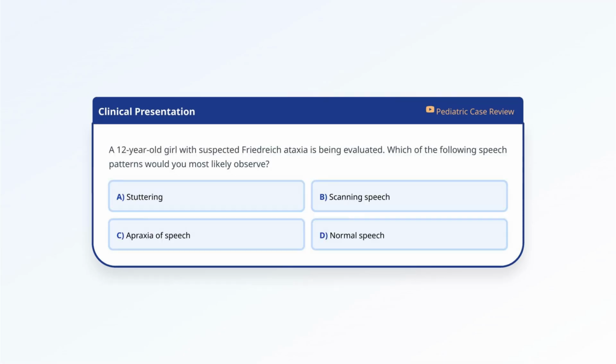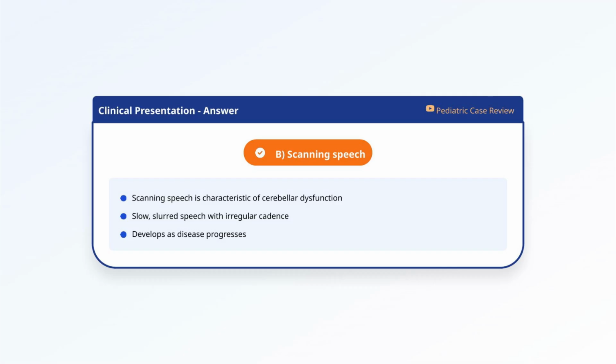Here's our next case. A 12-year-old girl with suspected Friedreich ataxia is being evaluated. Which of the following speech patterns would you most likely observe? A. Stuttering. B. Scanning speech. C. Apraxia of speech. D. Normal speech. The correct answer is B.